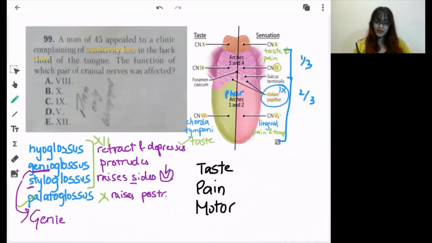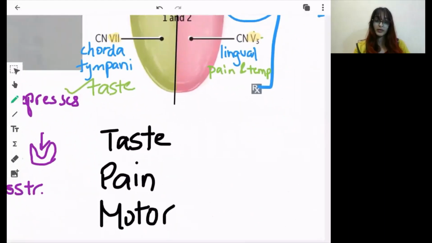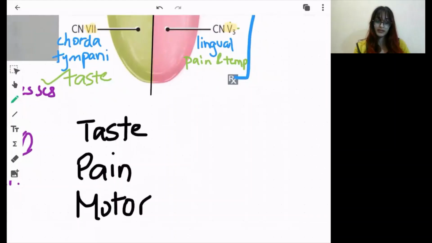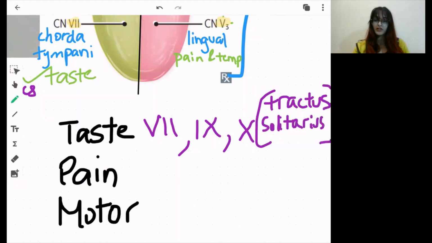Okay, so now let's write it here. The taste is by which nerves? Cranial nerve number 7, the chorda tympani branch. Cranial nerve number 9, glossopharyngeal in the posterior 1/3, and cranial nerve number 10, the vagus, in the extreme posterior. And for all this, the nucleus in the brain is the tractus solitarius. This is a sensory nucleus.